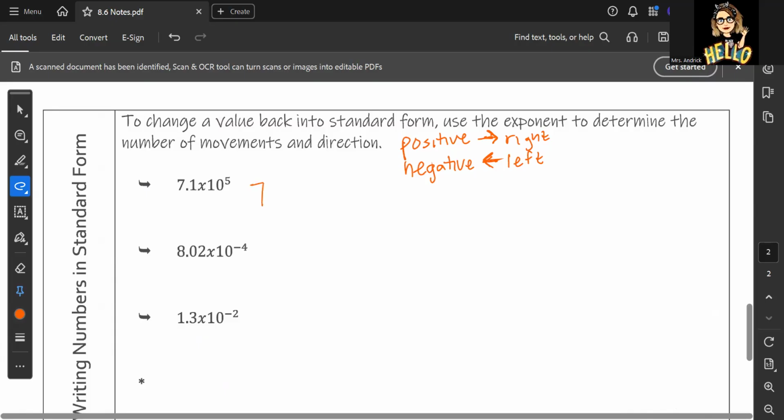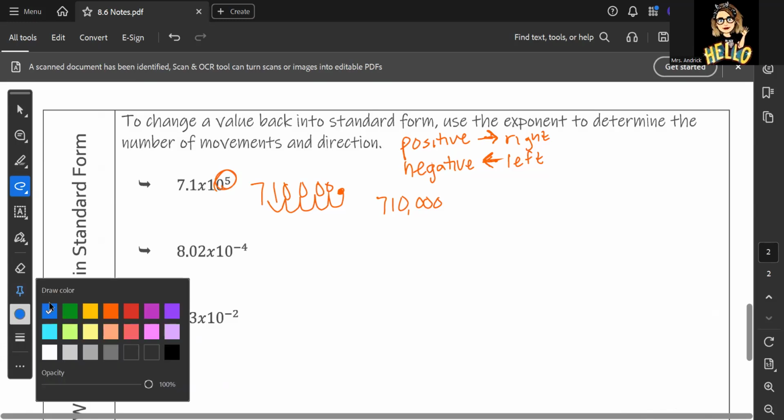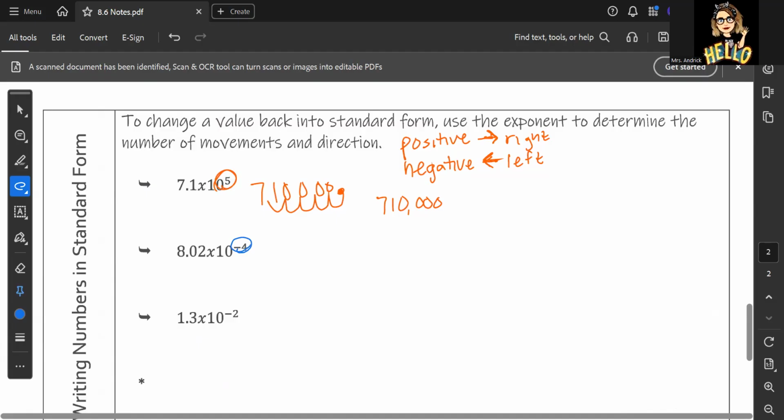So we're going to take the 7.1, and now we're going to move it however many times it said. In this case, 5. So I'm going to move it 1, 2, 3, 4, 5. There's no numbers here, so I'm going to put zeros there. So now my answer is 710,000.